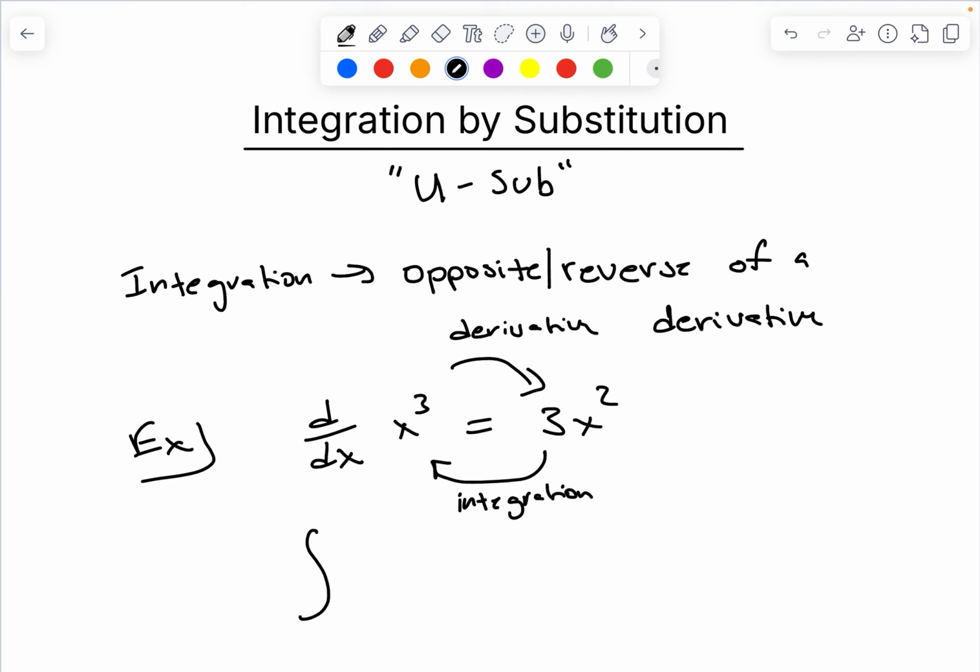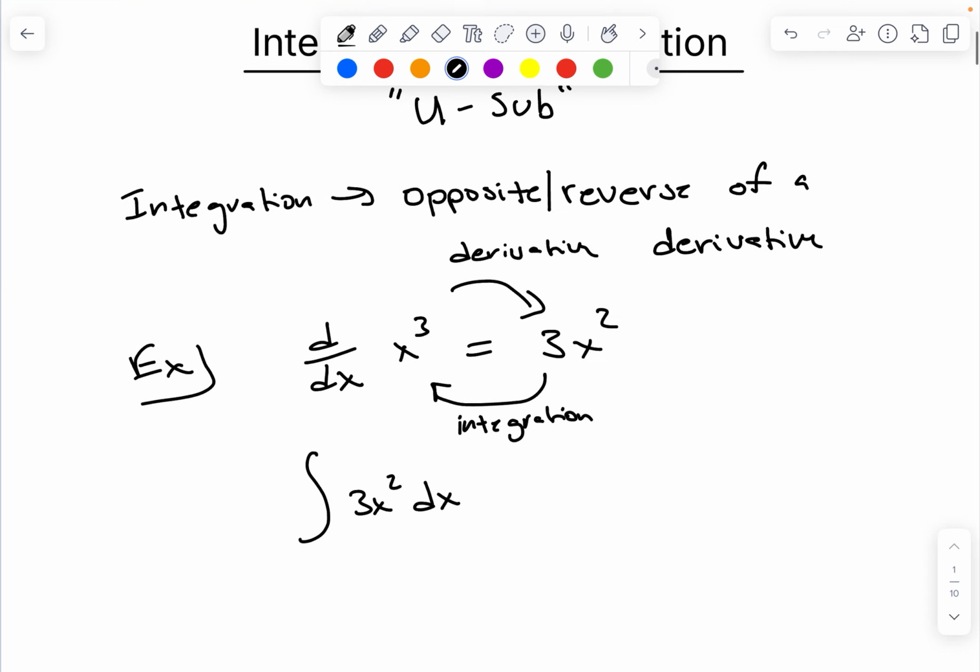So the integral of 3x squared dx would just be 3x cubed over 3, so that will cross off, plus c, because remember, it's an indefinite integral. So this just equals x cubed plus a constant. So as you can see, the derivative of x cubed is 3x squared, and the integral of 3x squared is x cubed plus c.